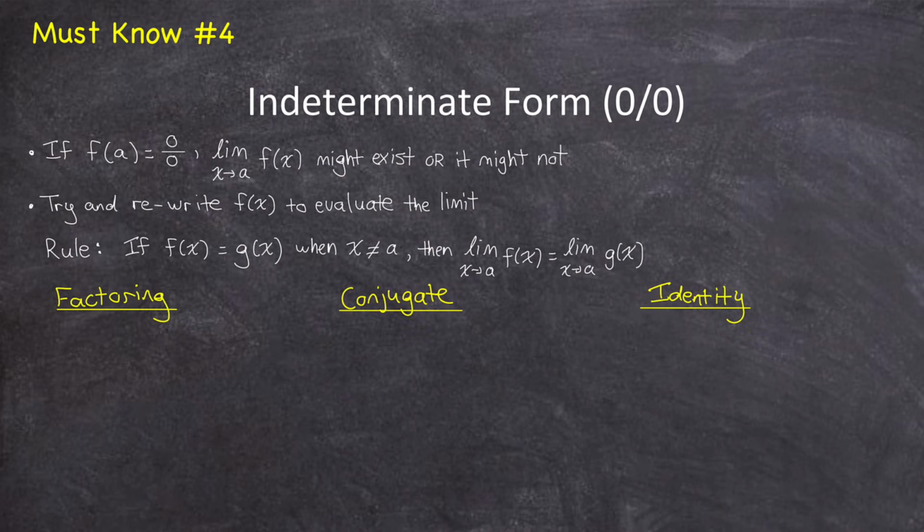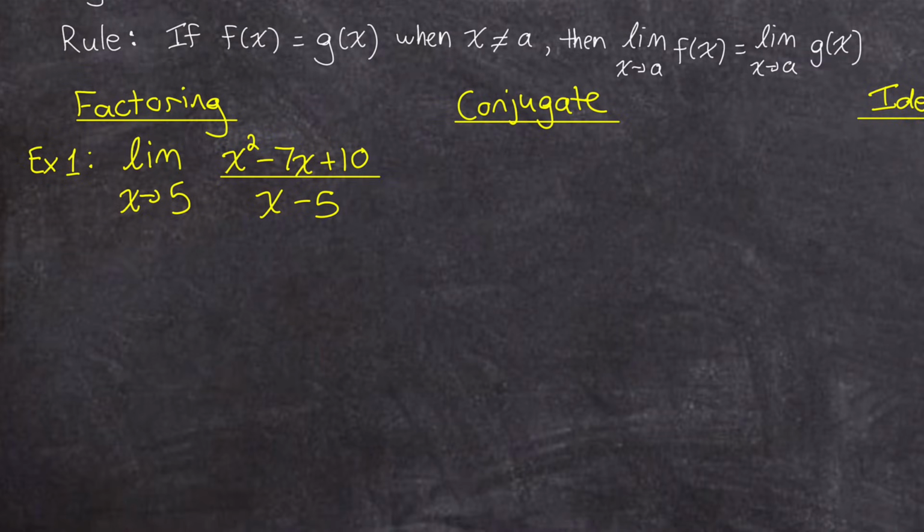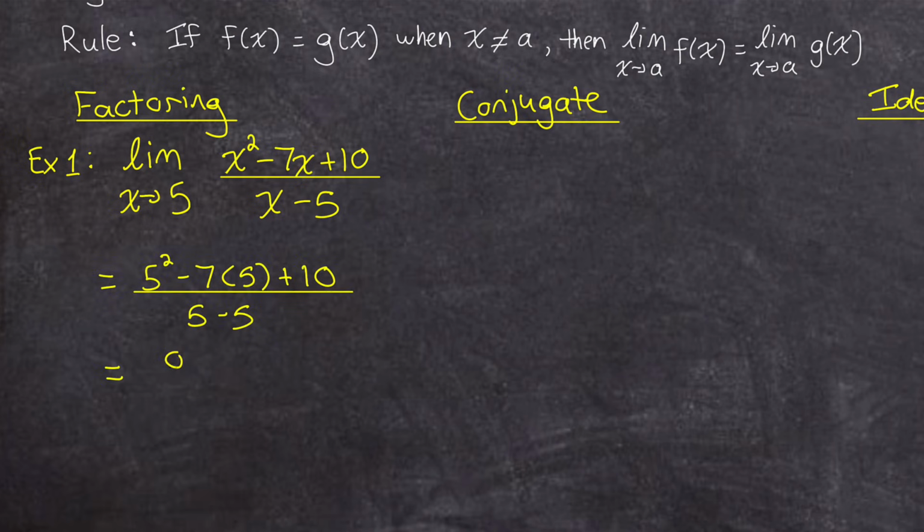Let's start with example 1. If I zoom in on this example, we want to find the limit of this function as x approaches 5. When evaluating a limit, you always start by doing direct substitution. So when I sub this 5 in for all of my x values, I get 0 divided by 0, which is indeterminate form. So I don't know if this limit exists yet.